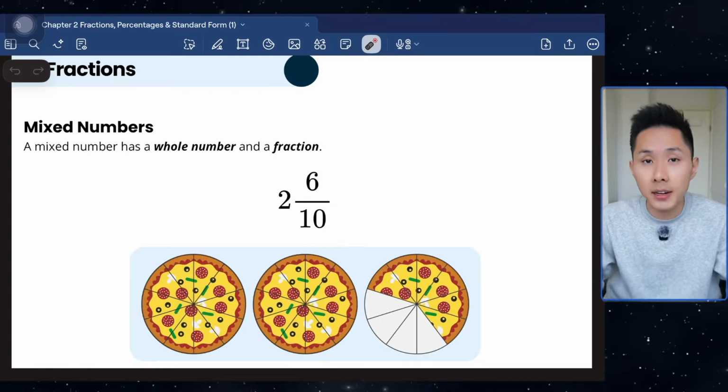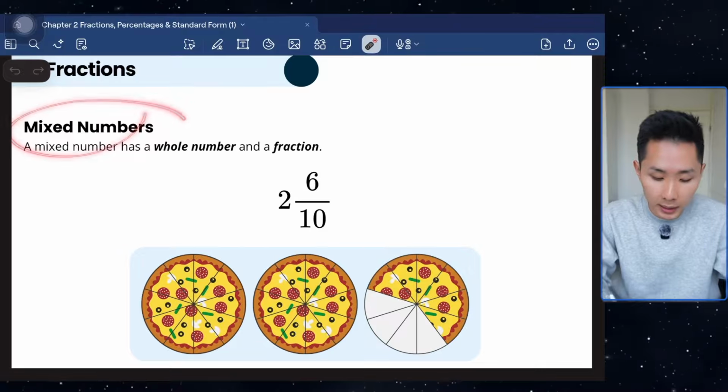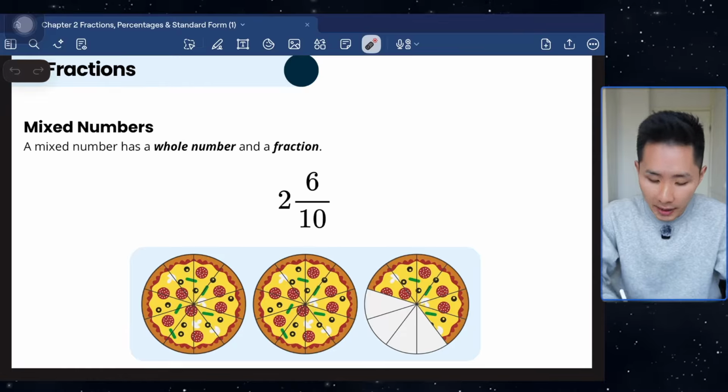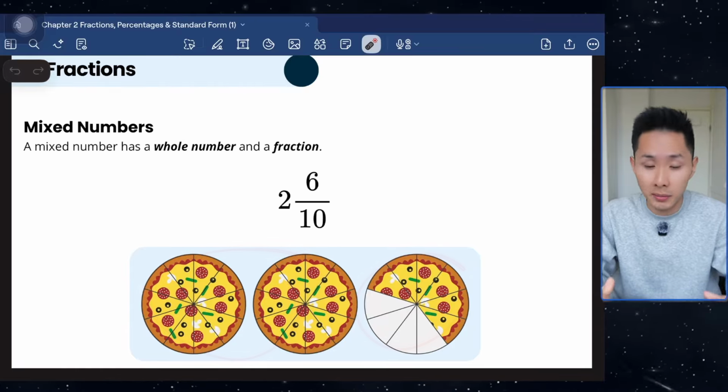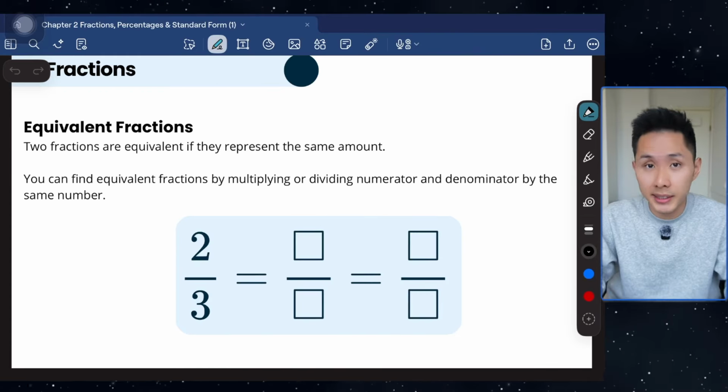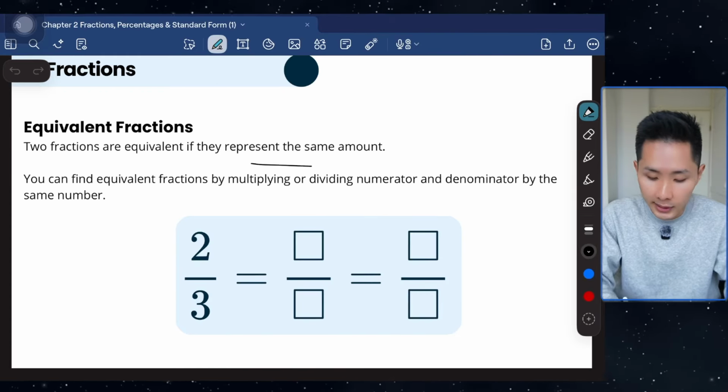And another term in fractions that you need to know is the mixed number. It has a whole number and a fraction combined together. Say you have 2 pizzas and some part of a pizza, and this is when you can use mixed numbers. So 2 fractions are equivalent if they represent the same amount.